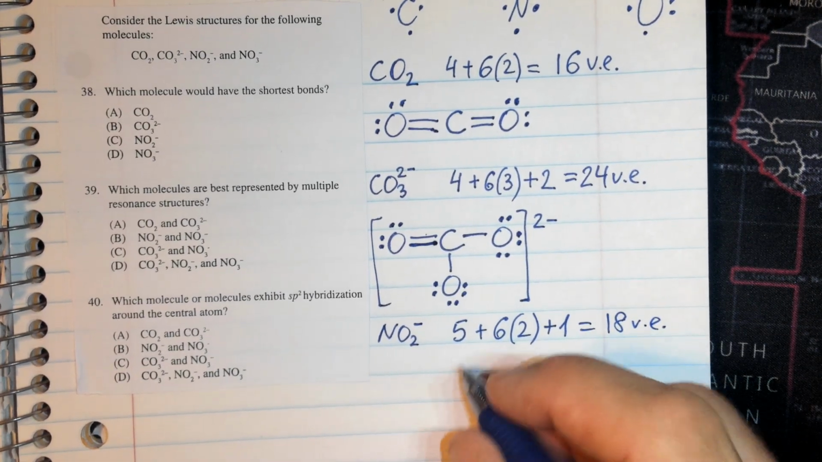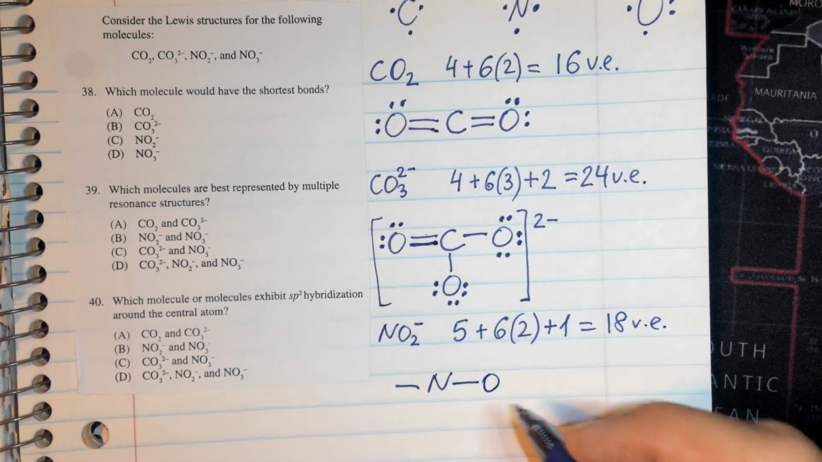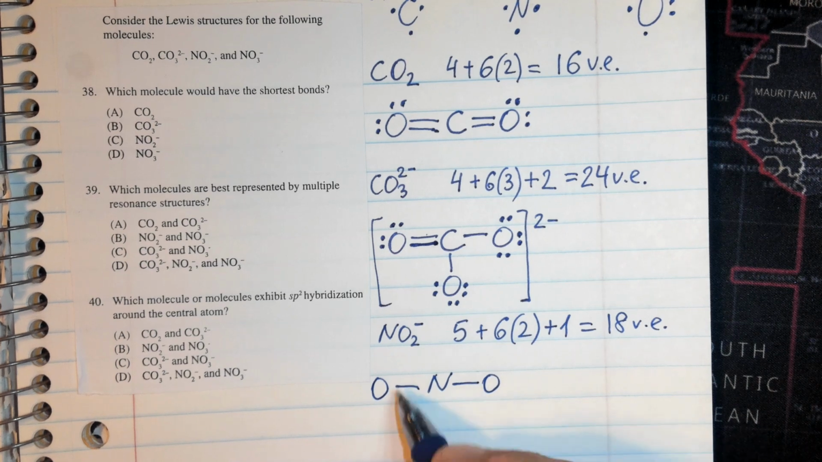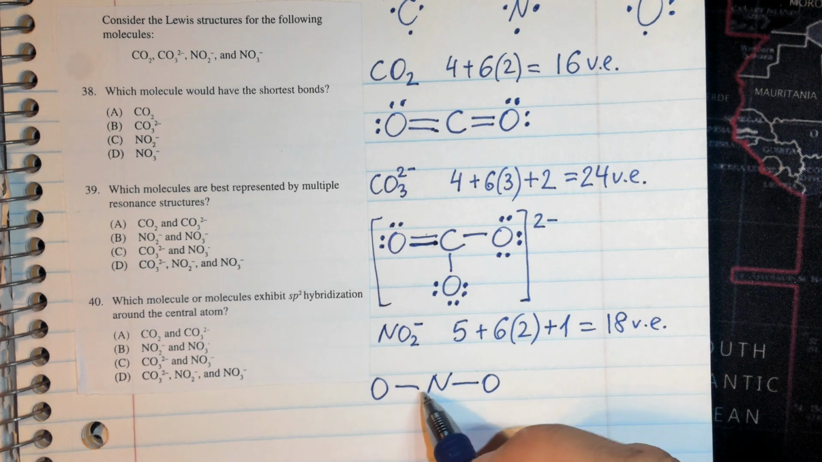So we're going to put nitrogen in the center, pair with single bonds first to oxygens. That's using 4 valence electrons. Now nitrogen has 5 total.